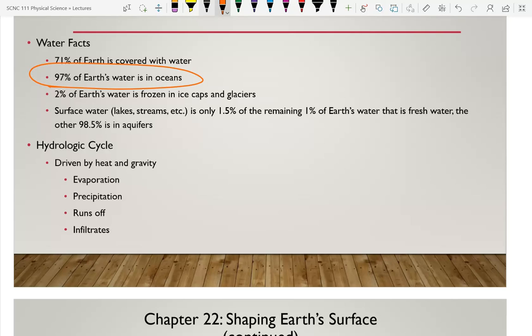I keep meaning to correct myself. I was talking to my wife and I said something else. But to you guys, I think I never said it wrong. 97% of the earth's water is in oceans.